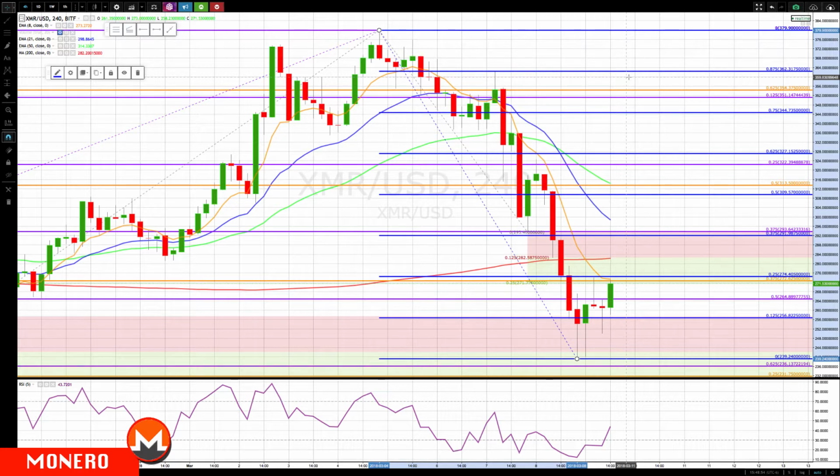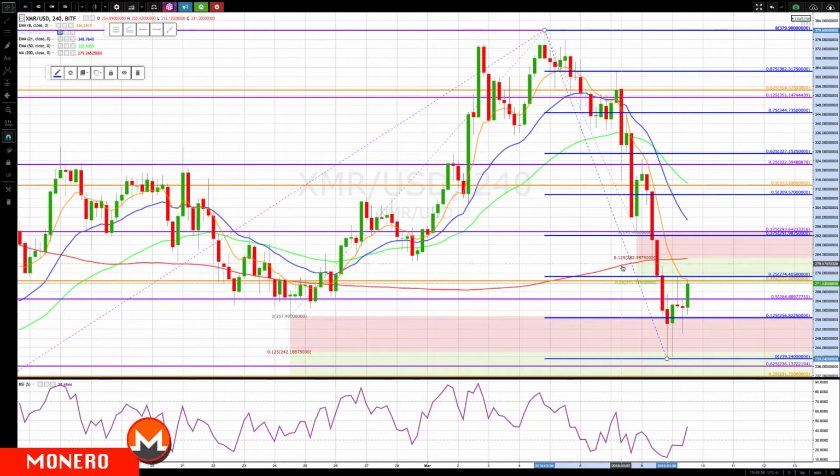Let's check in on Monero. Monero, nice spiking down. We had some questions come in. The last levels we had were this 271 level, and you see we paused there and then fell through it. People were wondering, well, we didn't really get a pausing candle. When that happens, how do I find the next levels down?